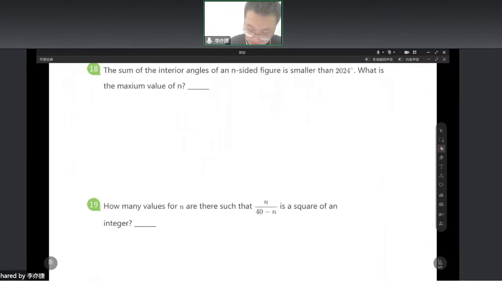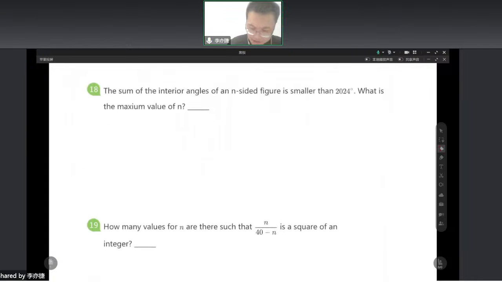Okay. This one? Is the question correct? So question 18. Is the question correct? I don't know. If the question is correct, then it's an easy question. But I don't know if the question is different, because it's so easy. It's too easy for this question. The sum of interior angles of an n-sided figure is smaller than 124. So the maximum value of n is... Is the question correct?